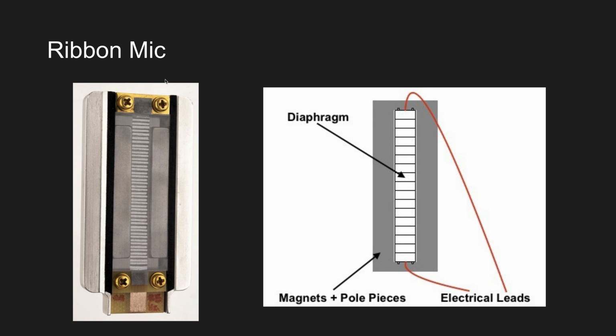So here's a ribbon element. You'll see that's the actual ribbon right there. This one's probably aluminum, and then you have your magnets on either side. So instead of a coil like a dynamic has, this one has a ribbon element. Here is a representation of it: here's your ribbon diaphragm, magnet pole pieces on the side, and then the electrical leads come out into your XLR or transformer or whatever is next in the circuit.